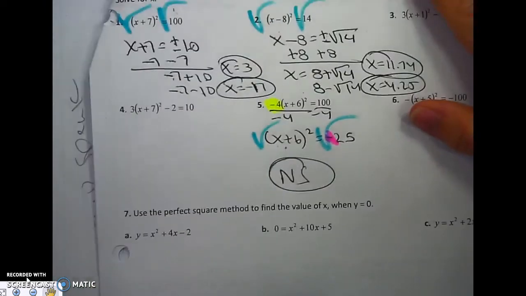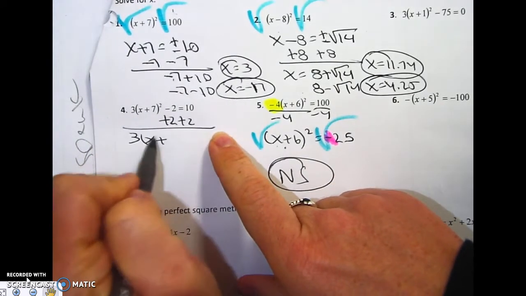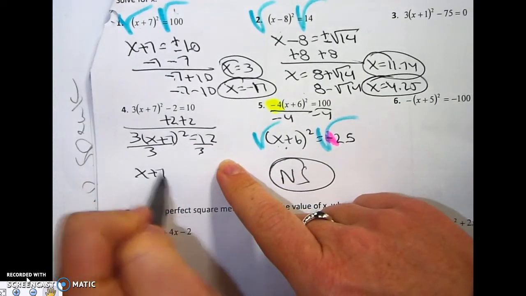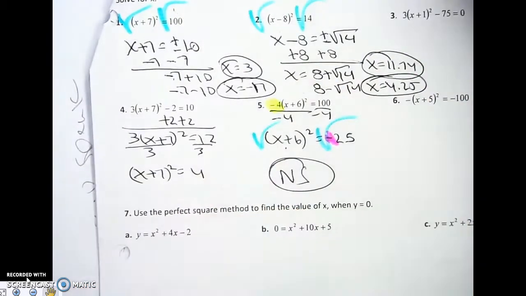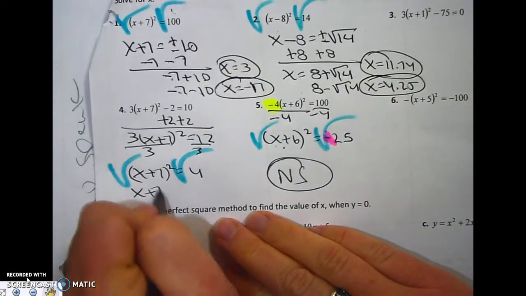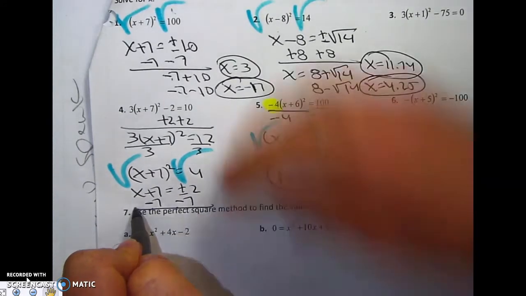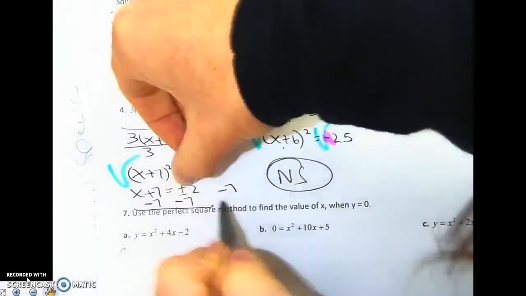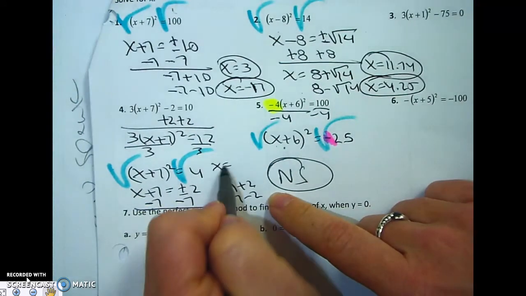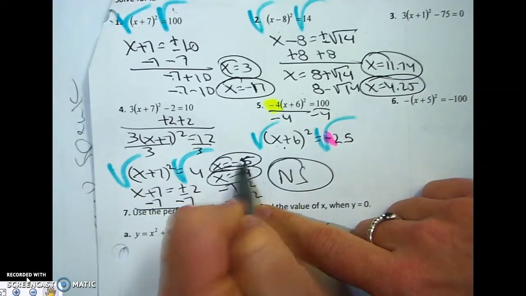Let's do one more. Number 4, add 2. I can't square root it because I have stuff on the outside. Divide by 3. Now that it's just in the parentheses, boom, square root, square root. X plus 7 equals plus or minus 2. Minus 7, minus 7. So your two options as answers are negative 7 plus 2 and negative 7 minus 2. Negative 7 plus 2, negative 7 minus 2. Okay, negative 5 and negative 9.